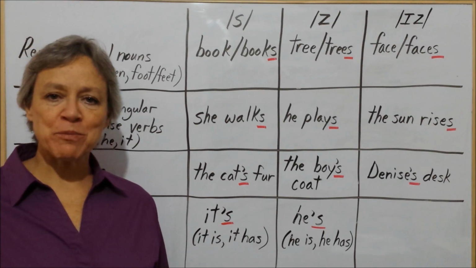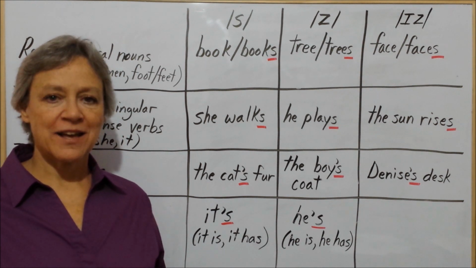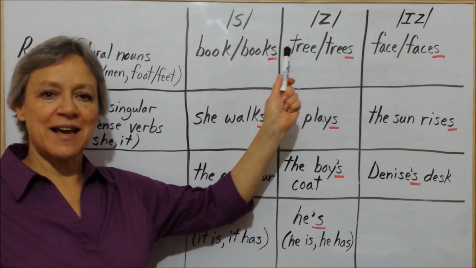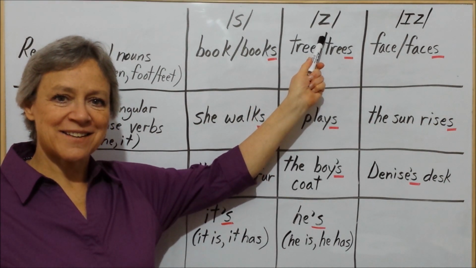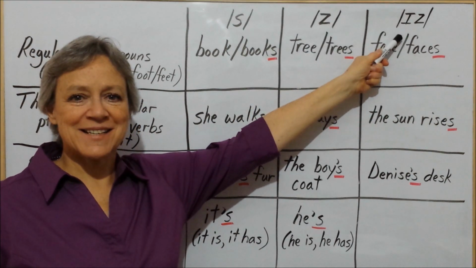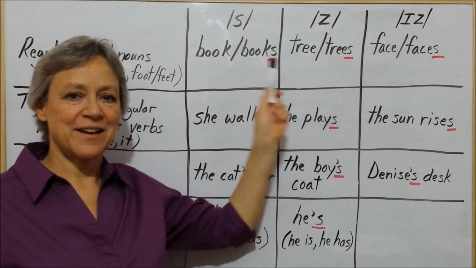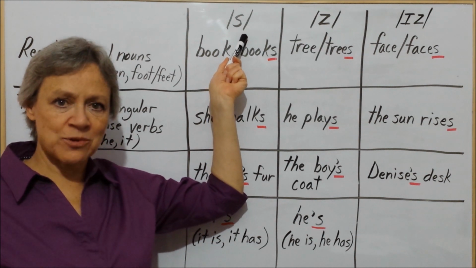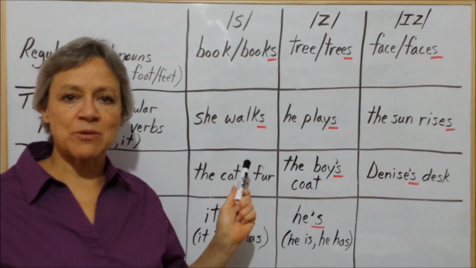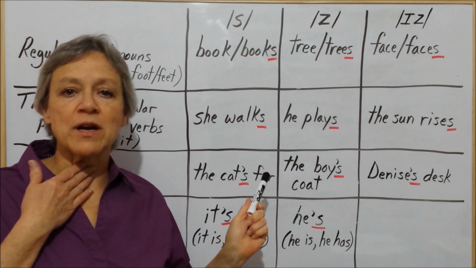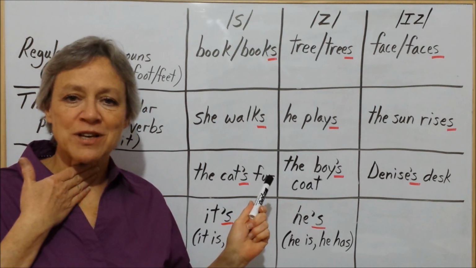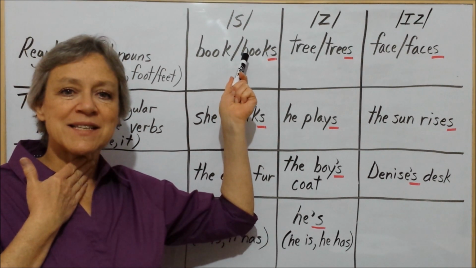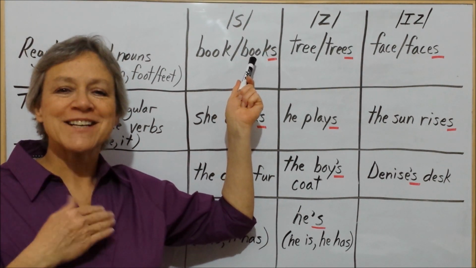The S ending can be pronounced in 3 different ways. It can be pronounced as S, as Z, and as IZ. This sound, S, is a voiceless sound. That means that when I make that sound, my vocal cords do not vibrate. So if I put my fingers on my throat, I will not feel any vibration. This is S. No vibration here.